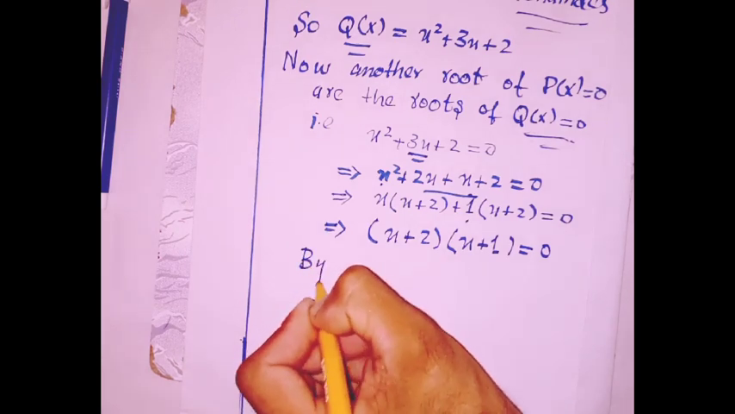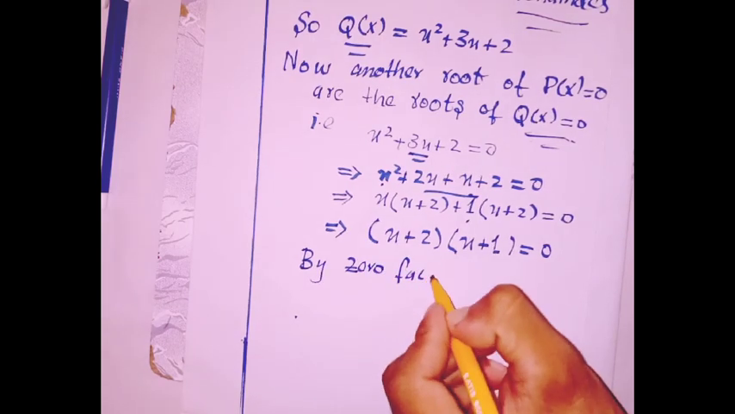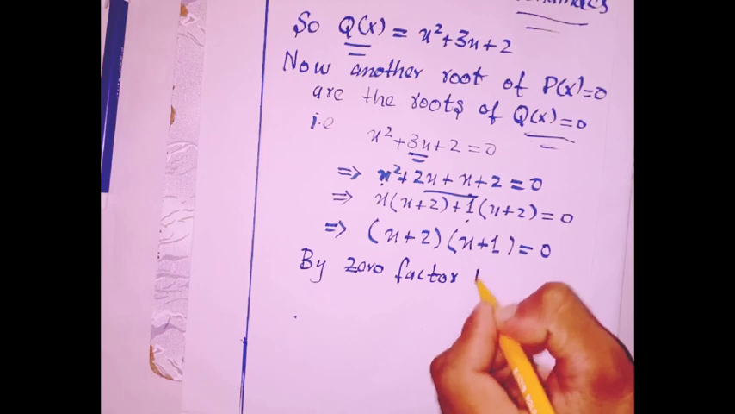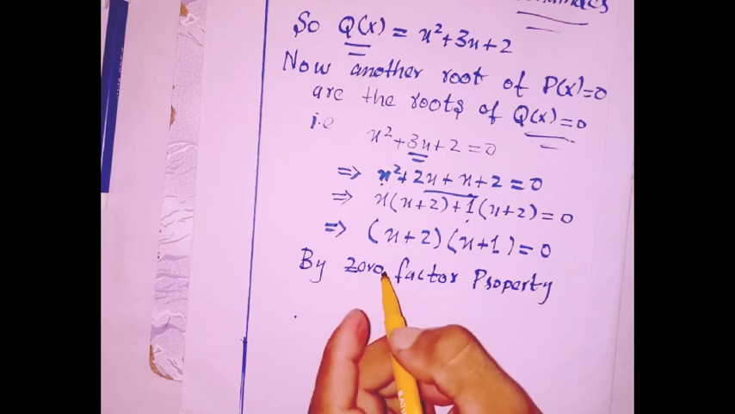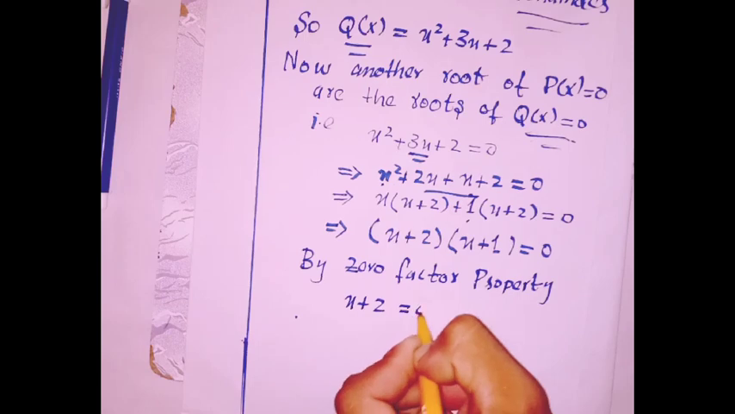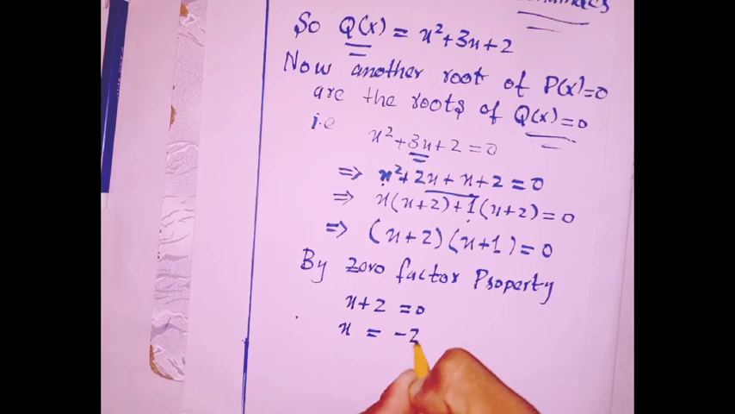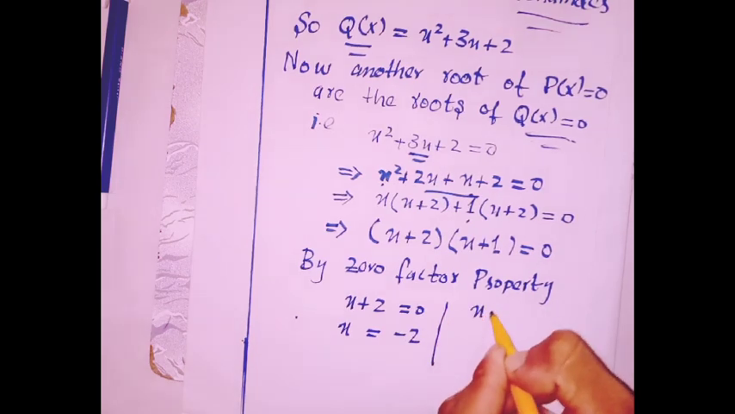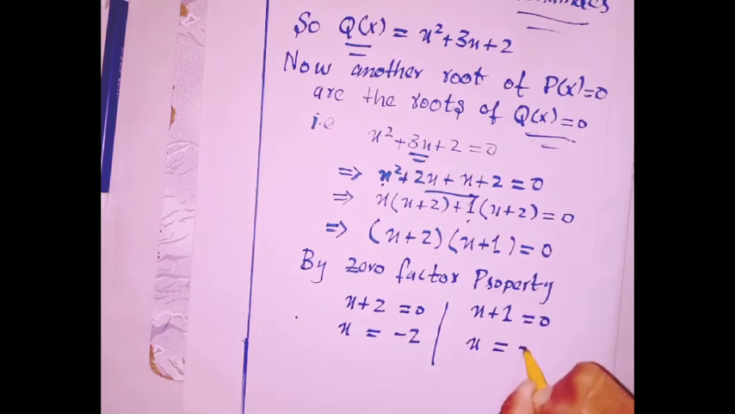Now we already know the zero product property, so here we can use the zero product property. By the zero product property we can write x plus 2 is equal to 0. If we subtract 2 from both sides, we get x is equal to minus 2. And the other factor is x plus 1 is equal to 0. If we subtract 1 from both sides, we get x is equal to minus 1.